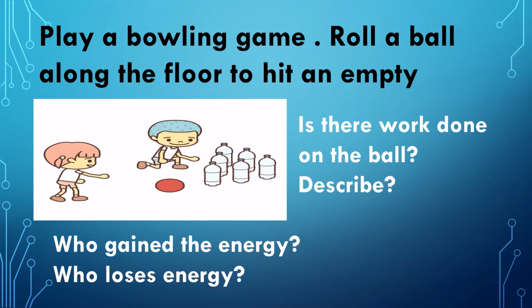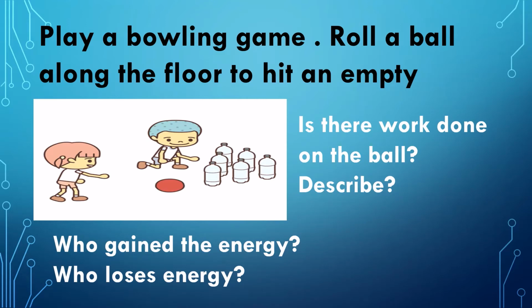In order to know if there is work done, there are two requirements. First, there should be a force applied. Second, there should be a displacement. This is the distance from the origin to the next point where the object covers a distance. So in this case, there is work done on the ball. Why? Because there is force applied on the ball and the ball rolls. There is also work done in the empty bottle.